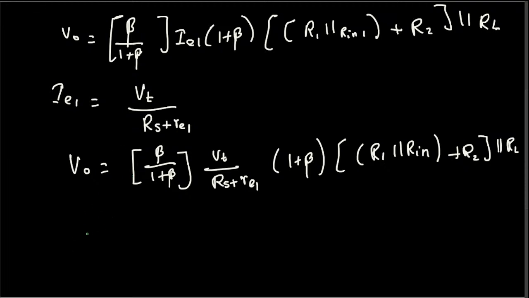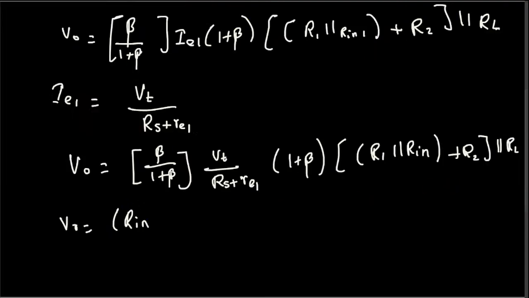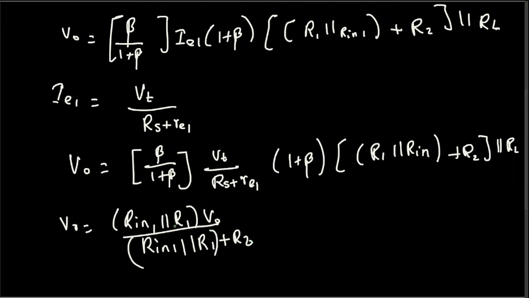So this VR expression is nothing but, that is R in VR. We are looking at this voltage right here, the voltage across the R1 resistance. So this is nothing but R in 1 parallel R1 times the output voltage divided by R in 1 parallel R1 plus R2. Instead of this VO, now we have to plug in all these terms, so that's going to be a very big equation.